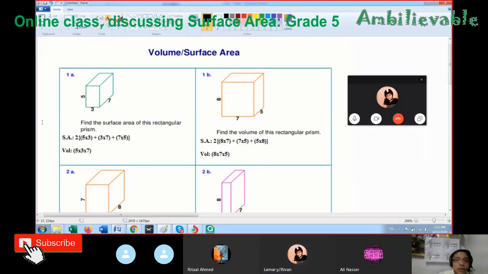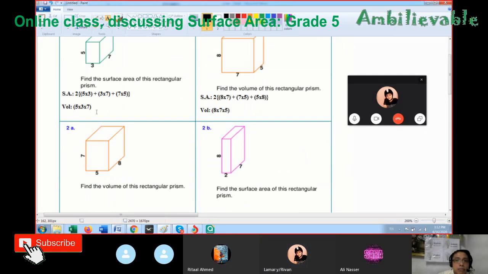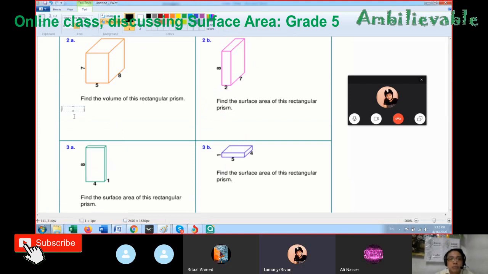Okay, now let's go back here. Now this one, find the volume. Or this time, what is it that you're solving now? This is the surface area and the volume. That's why you have to listen first. Yes, these are the worksheets.